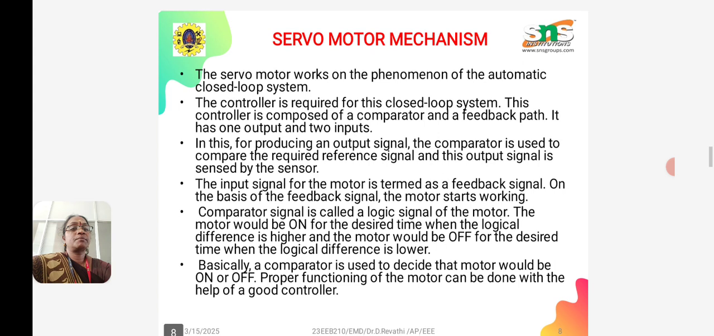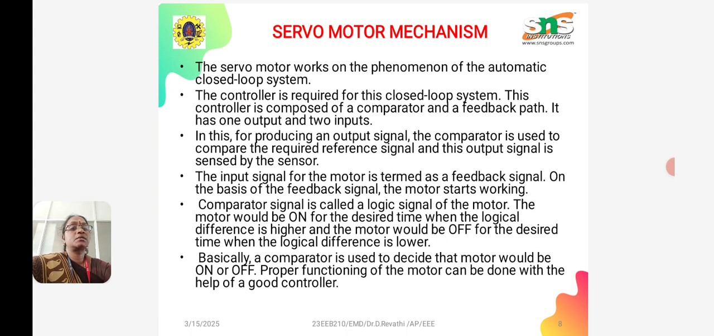The servo motor mechanism is that the servo motor works on the phenomenon of an automatic closed loop system. A controller is required for this closed loop system. This controller is composed of a comparator and the feedback path, with one output and two inputs. For producing an output signal, the comparator is used to compare the required reference signals, and this output signal is sensed by the sensor. The input signal for the motor is termed the feedback signal. On the basis of the feedback signal, the motor starts working.